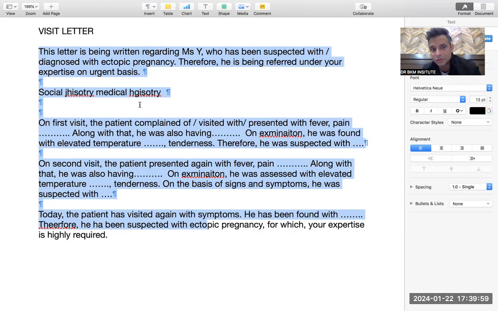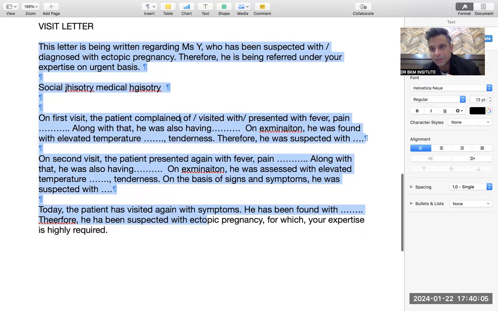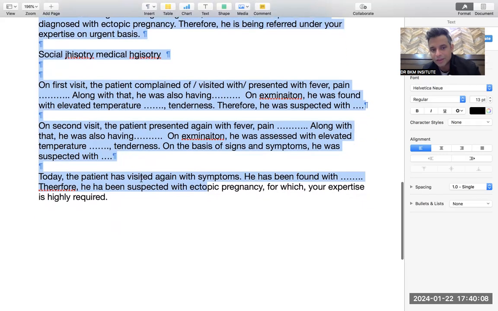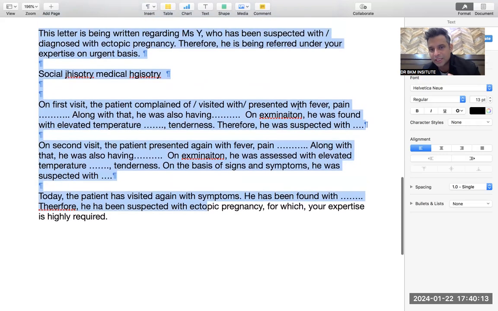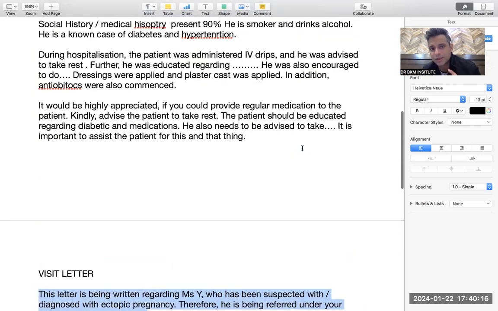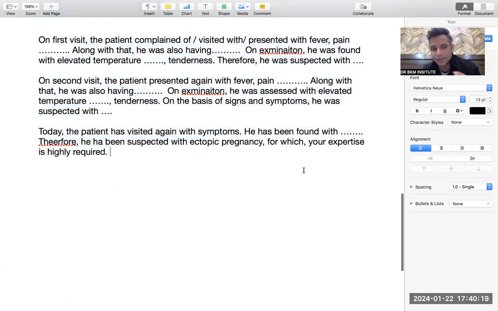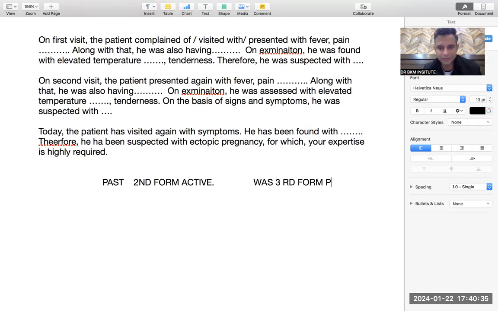First paragraph purpose, social history, medical history, visit letter in the past: was/were third form. If the patient is complaining himself, active, complained of, then this is again has been found. Passive voice present in today's visit: has been. Rest all was/were third form. Simple. Please try to learn this grammar. Again, I will write it for you. This is the main thing. Again, I told you to see the video till the end. Past: second form, active; was/were third form, passive. That's the only grammar.